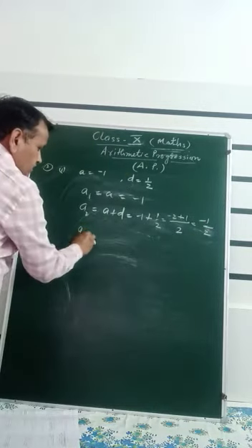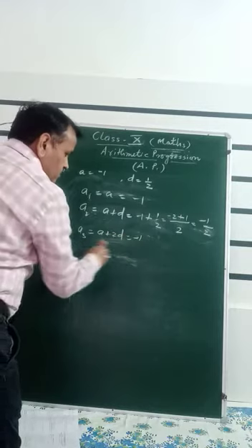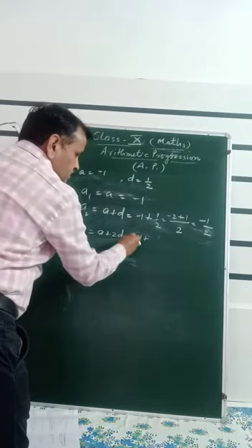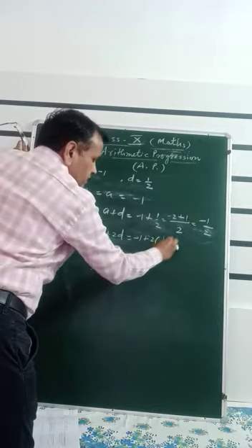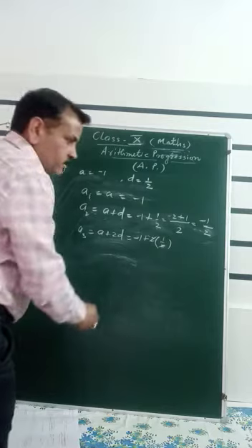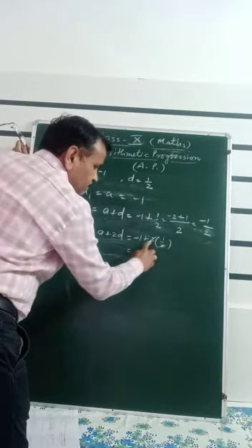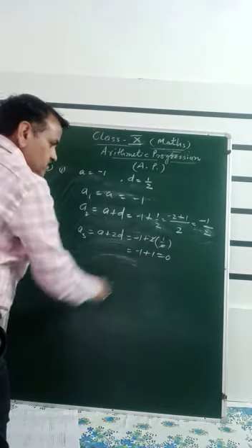Third term is a plus 2d. So a is minus 1 plus 2, and d is 1 upon 2. In this case this 2 and this 2 cancel. So remaining here is minus 1 and here plus 1. So it comes 0. The third term of the series is 0.